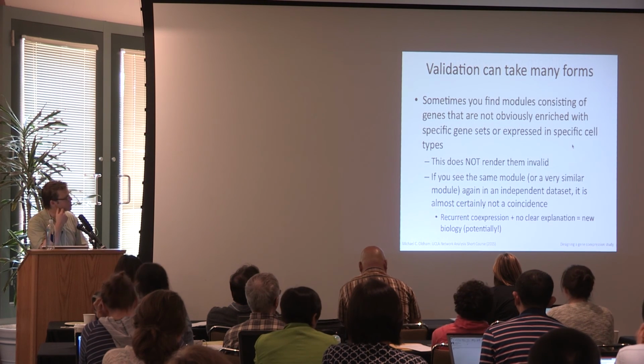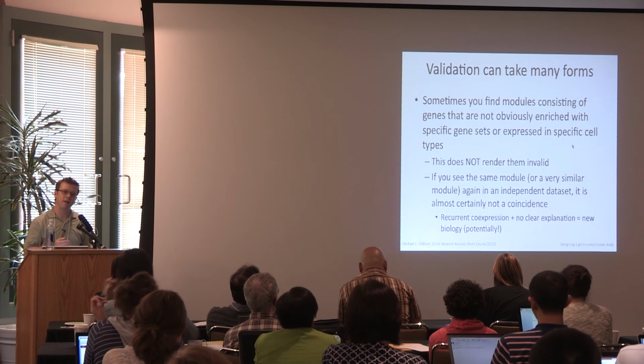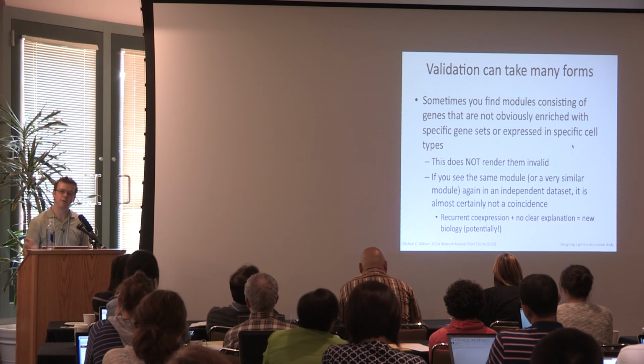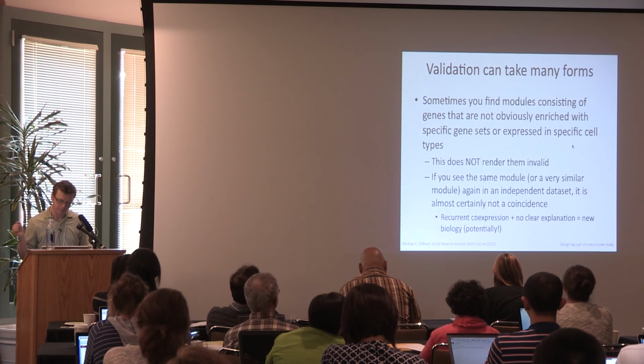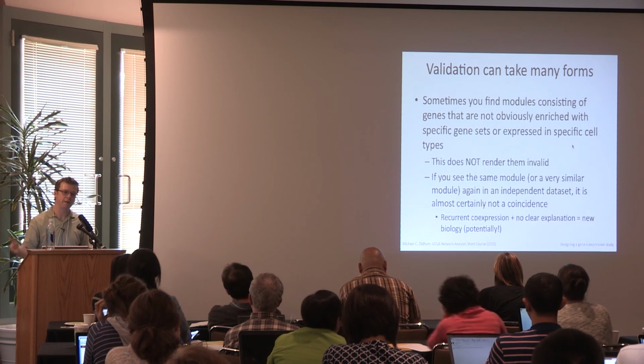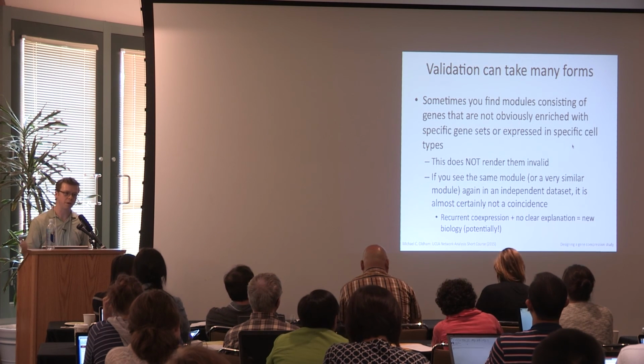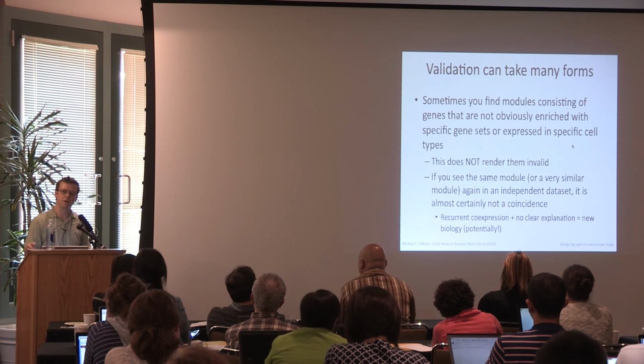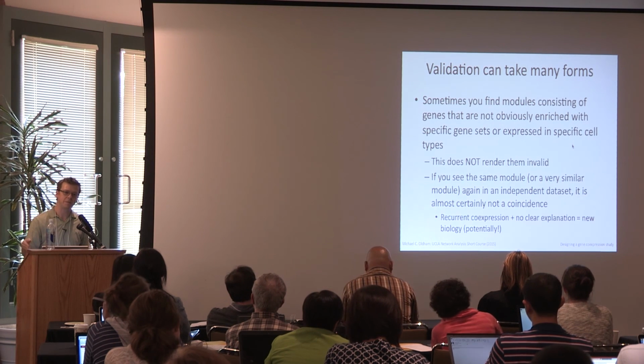Sometimes you find modules that look interesting but don't show any really hit-you-between-the-eyes enrichment p-values or cell type associations. And I would say that here, what you want to have is independent validation. I mean, ideally you want that for all of your modules, right? But if you see the same module or very, very similar modules 2 or more times in independent data sets, the odds of that happening by chance are vanishingly small, right? So that's real biology, and if it's unannotated, right, it's potentially very novel and interesting biology.